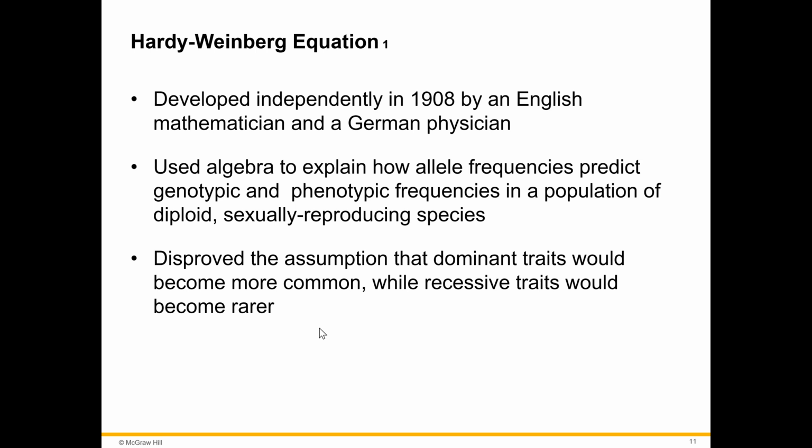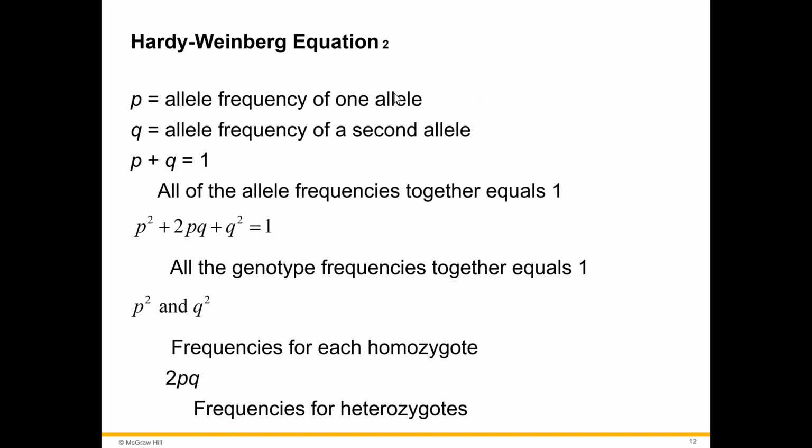For Hardy-Weinberg equilibrium, P represents the allele frequency of one allele, which will be a dominant allele, and Q is the allele frequency of a second allele, usually a recessive. P plus Q always equals one, so all the allele frequencies together equal one. We also have P squared plus 2PQ plus Q squared, which also equals one. All the genotype frequencies together equal one.